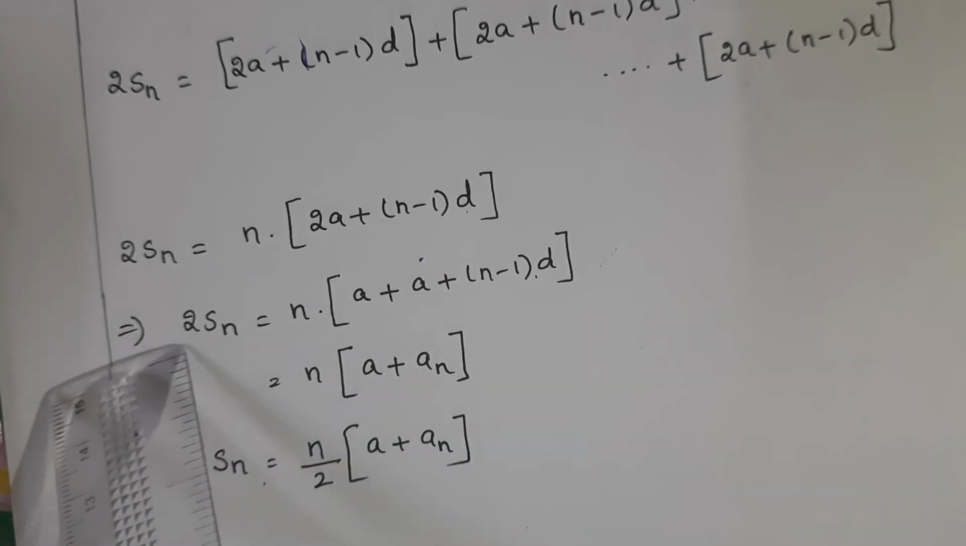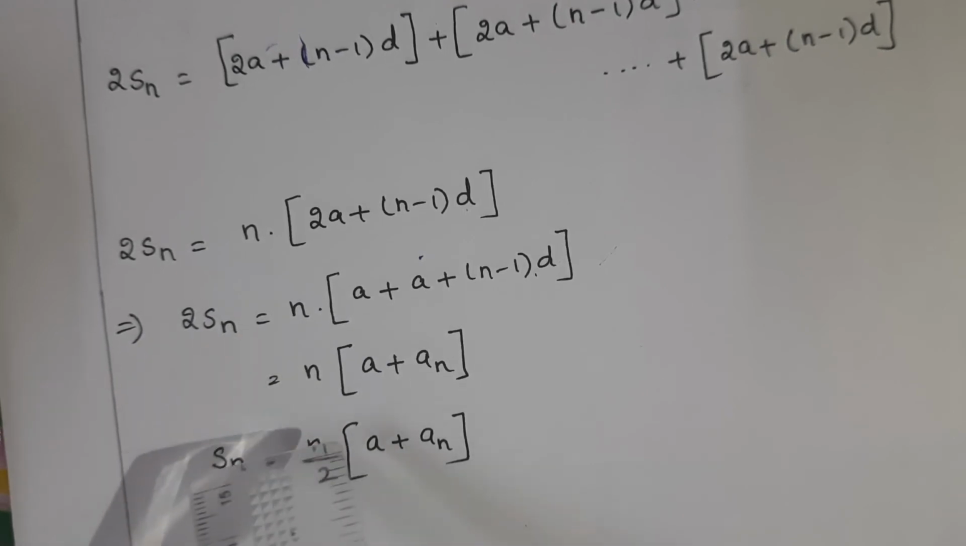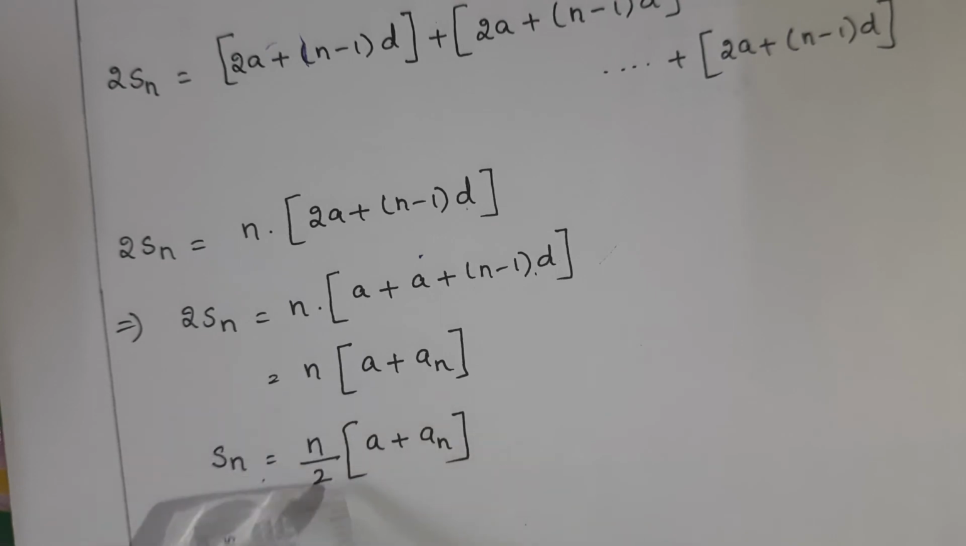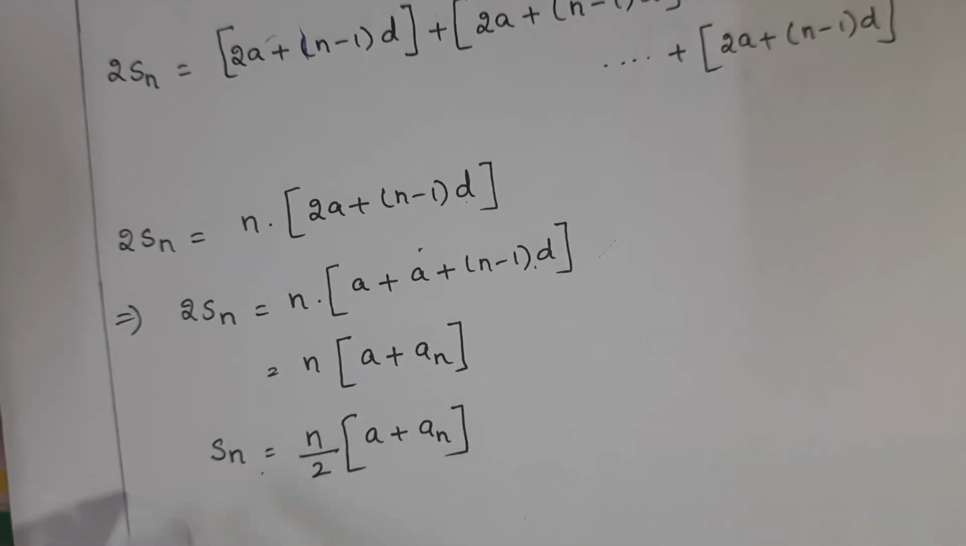Therefore, up to here it can be written as n into a plus an. Now here 2 is multiplying, so the sum of n terms is equal to n by 2 into a plus an, where a is the first term, an is the nth term, and n is the number of terms in an arithmetic progression. Therefore, the sum of n terms of an arithmetic progression can be obtained by n by 2 into a plus an.